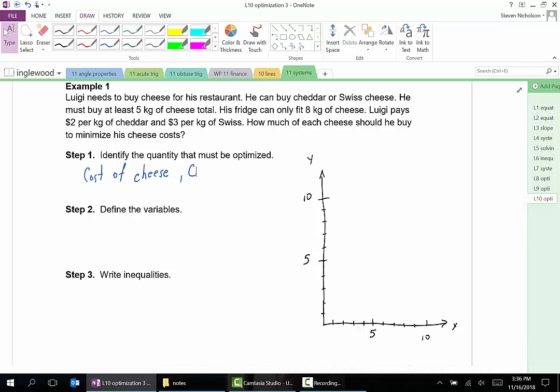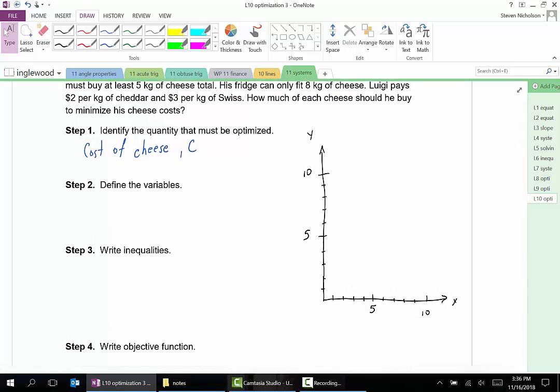Then we're going to define our variables, and well, what can vary? Well, we can vary the amount of cheddar, and I'll call that X, or the amount of Swiss, and I'll call that Y. And again, we always want to use X and Y because we're going to graph them, and away we go. Then, based on the other sentences, we want to write our inequalities.